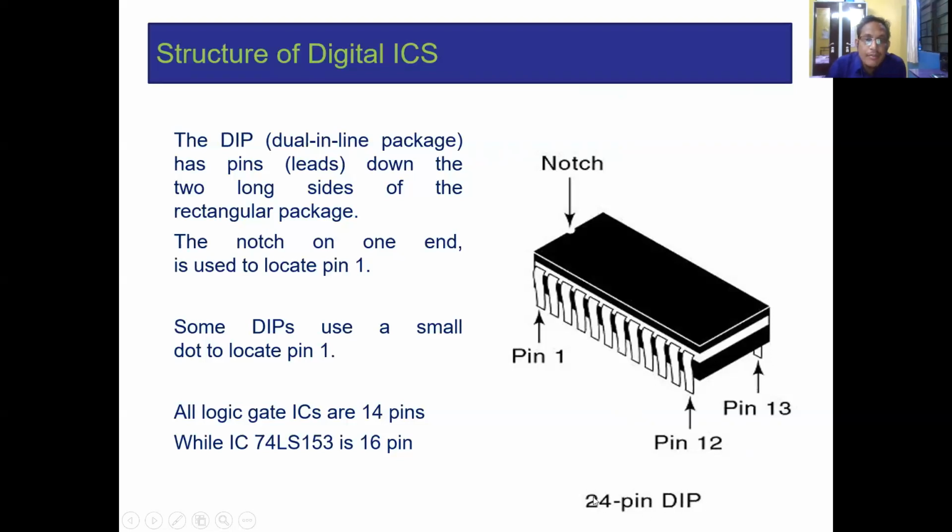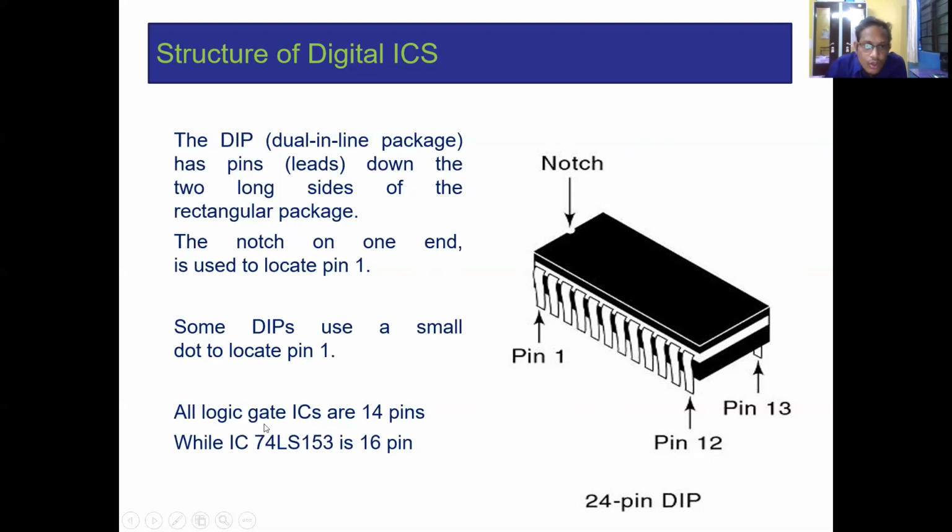DIP means dual in-line package. A dual in-line package has pin leads down the two long sides of a rectangular package. This is called a rectangle package. The notch on one end is used to locate pin number 1. As I said earlier, if you look at this IC, this notch is there. So the left hand side first pin is pin number 1, and this is the last pin. Some dual in-line packages use a small dot to locate pin 1. This is one way to identify pin number 1. Otherwise, some ICs have a small dot here that indicates this is pin number 1.